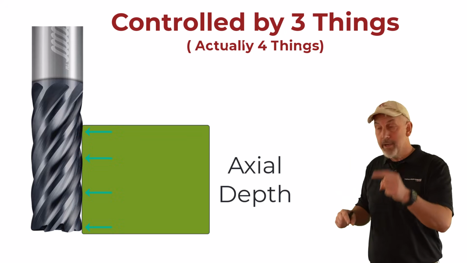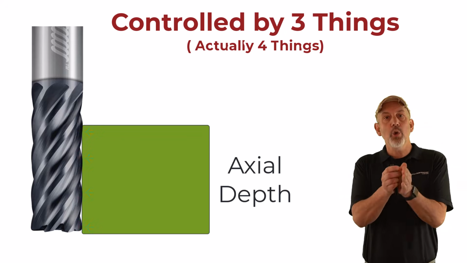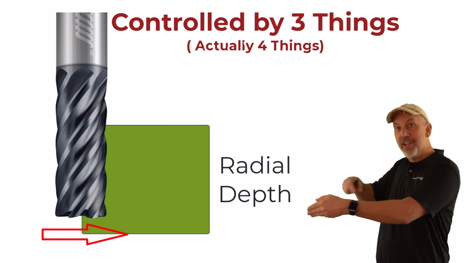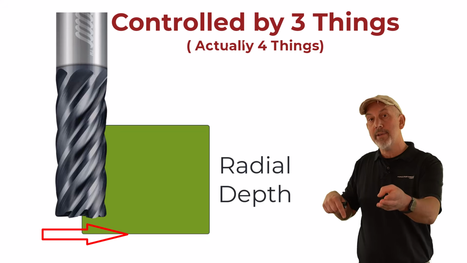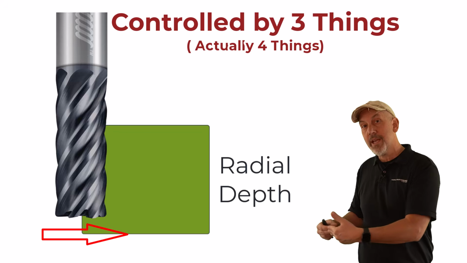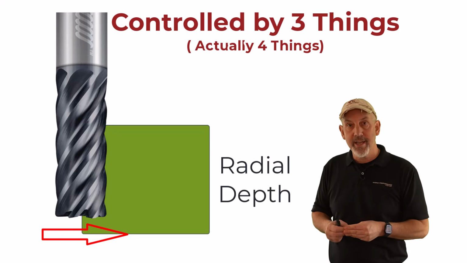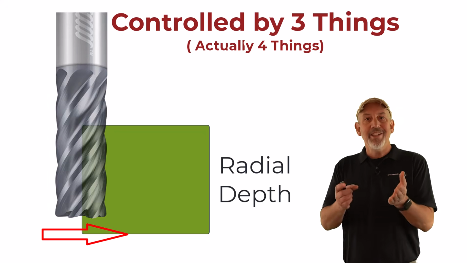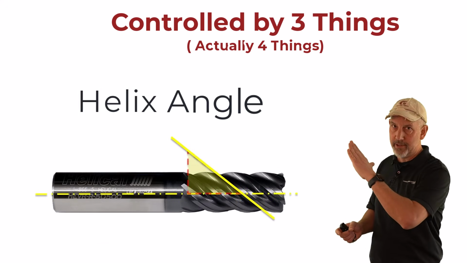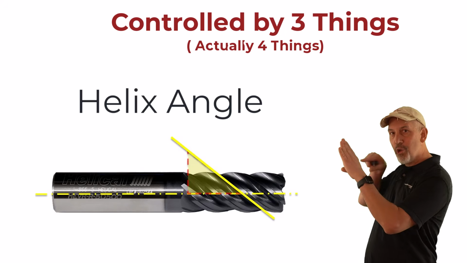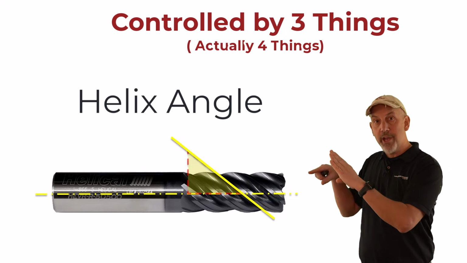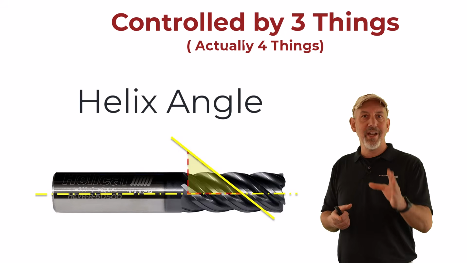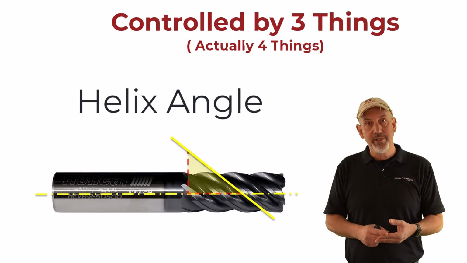That's number 1. Number 2 is they're controlled by your radial step over. The more you're engaged, the more that other tooth comes around and hits. So your radial step over is going to control your points of contact. The last thing that's going to control your points of contact is going to be your helix angle. Helix angle is the angle off a center line, which creates a shear angle, creates different cutting action on that. Your helix angle is going to determine that.